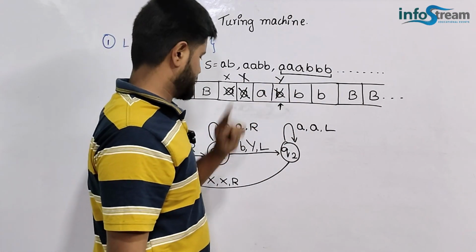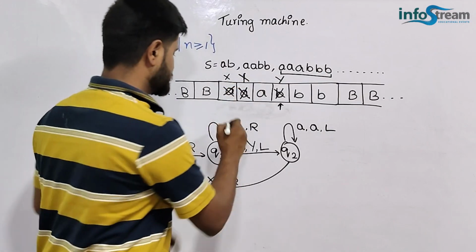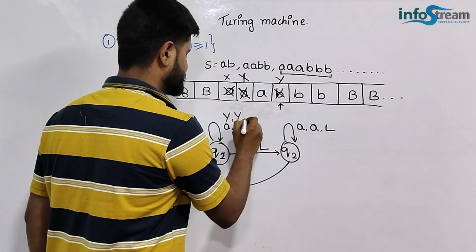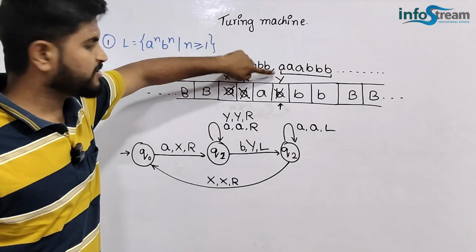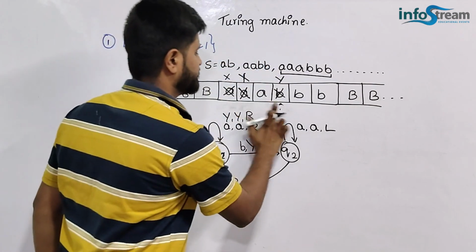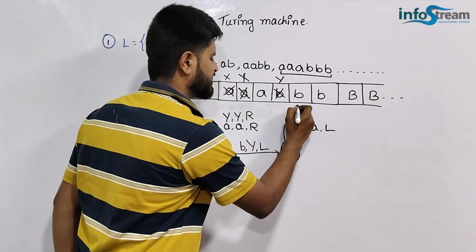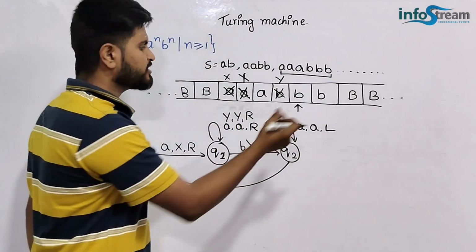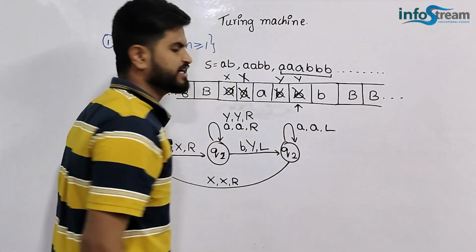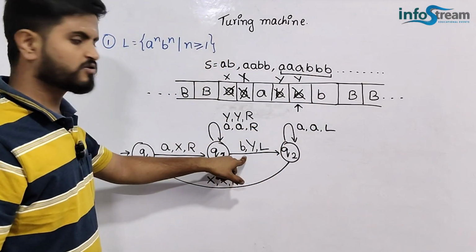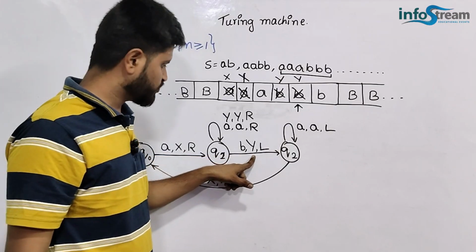So what I will be doing? When you occur y, keep y as it is and move towards the right side. Now again you went to the second b. 2 a's are over. Now you came to second b. So I will be crossing it out and writing it as y. So b is crossed out and written as y.